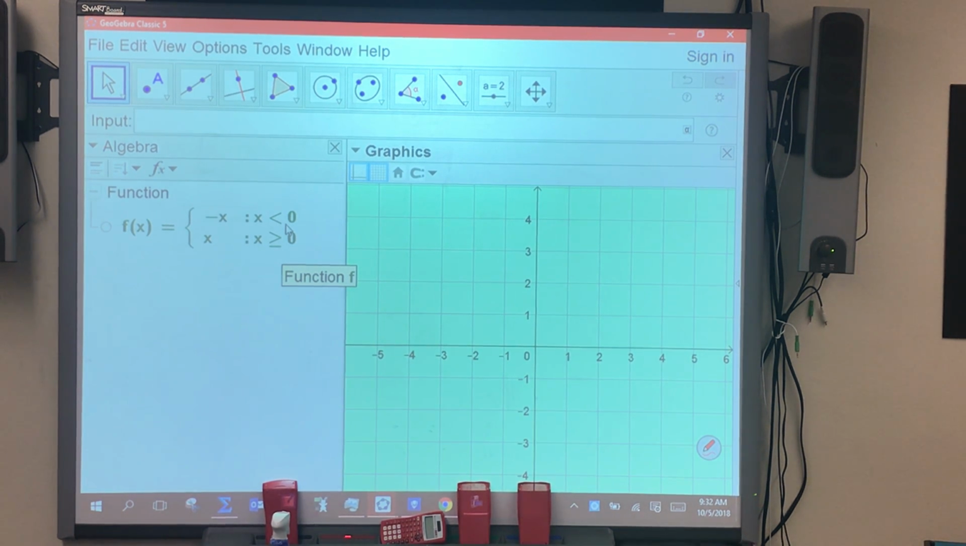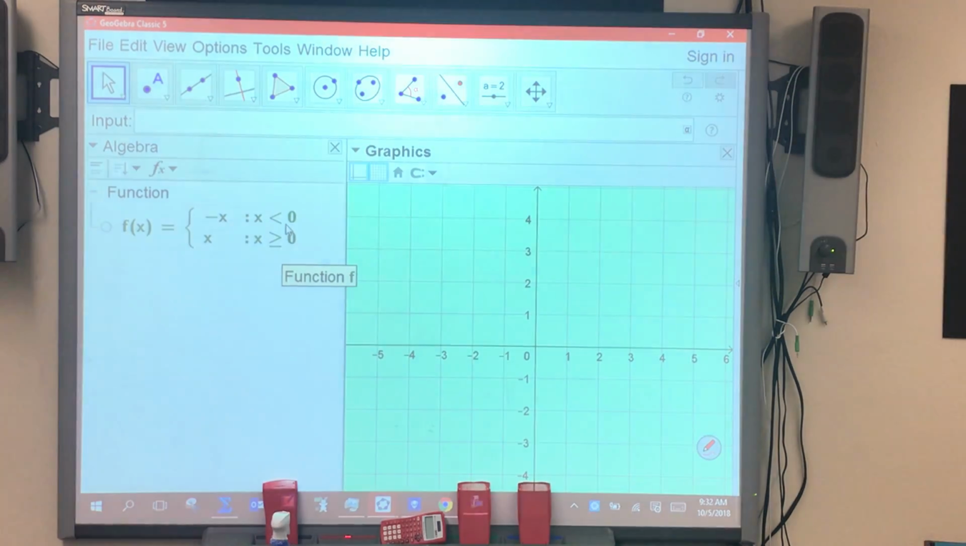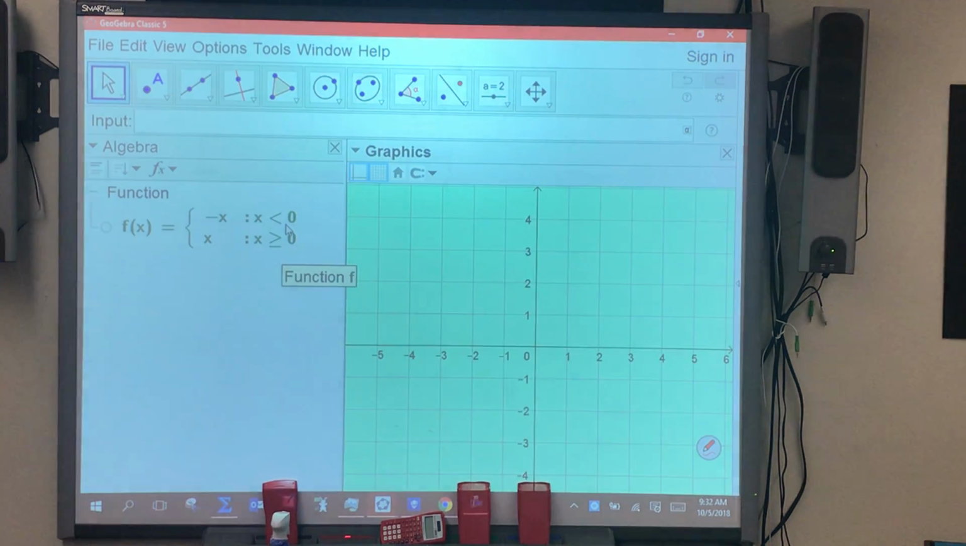We plug in 0, and we evaluate the rule negative x for 0. So if I plug in 0, what do I get for negative x? I get 0, right? However, was I really allowed to use 0 there? No. Even though I plug it in here and I get 0 back, so I got the point 0, 0.